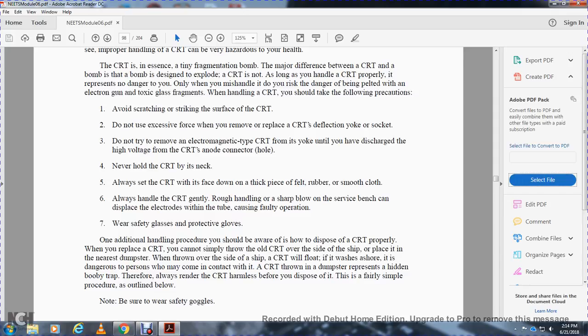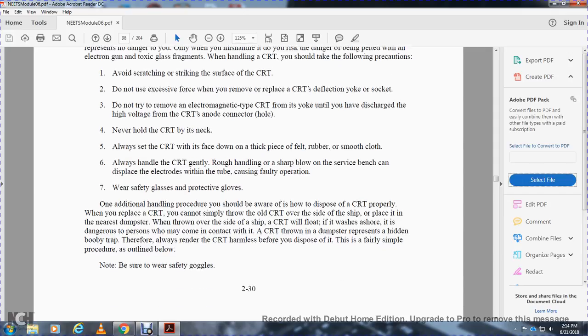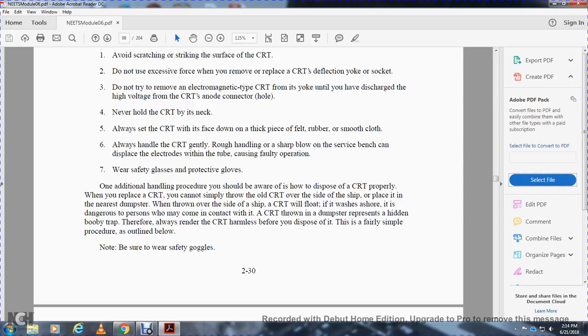Always place the cathode tube face down on a soft piece of felt, rubber, or smooth cloth. Always handle the cathode tube gently, because rough handling or a sharp blow against the bench surface can displace the electrodes of the tube, causing faulty operation. Wear safety glasses and protective gloves. In addition to handling procedures, you should be aware of how to dispose of the cathode tube properly.